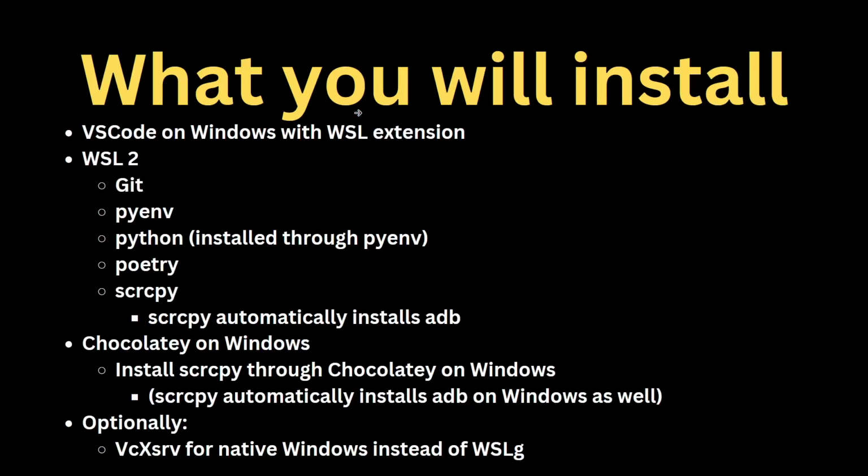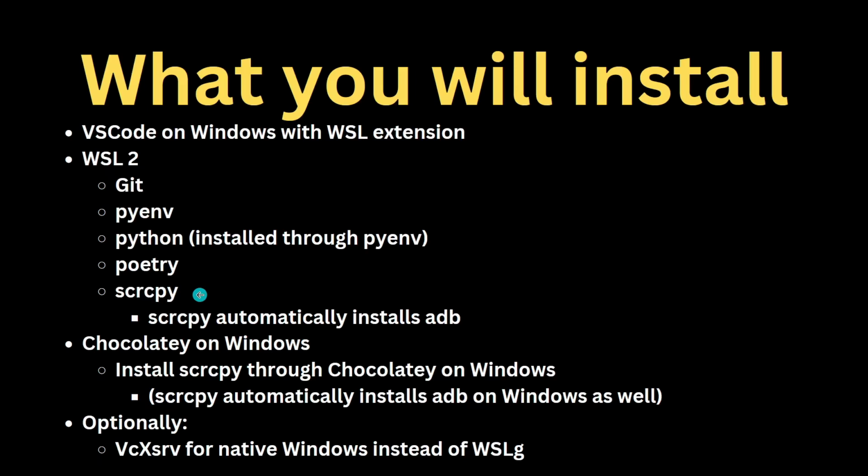What will you install? You will install VSCode on Windows with a WSL extension. You will install WSL2. And on WSL2, you will install Git to git clone repositories. You will install Pyenv to install Python versions, and you will install Python through Pyenv. You will also use Poetry to manage projects and virtual environments and install that as well.